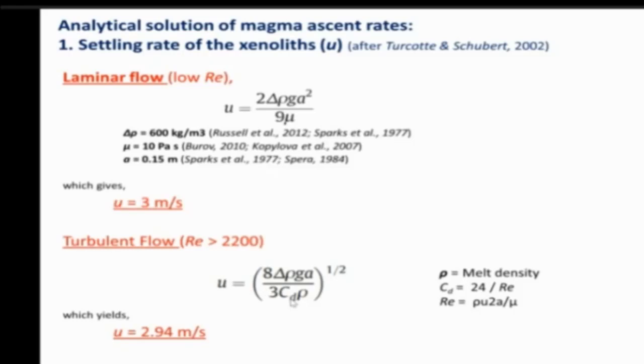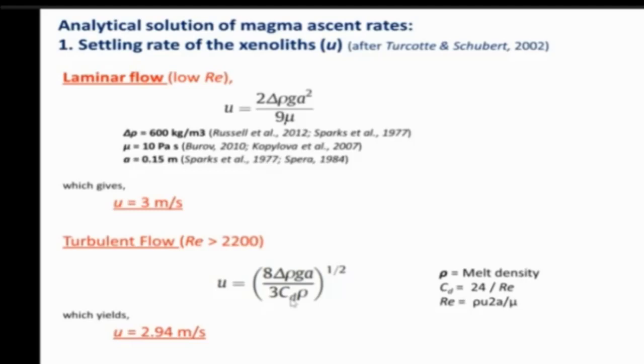So we tried to do some simple exercise about the calculation of the minimum rate at which the magma needs to ascend so that it can carry the xenoliths along with it. Both of these analyses show that the data we considered for our analytical exercise are extremely consistent with almost all the research that has been done in this direction.